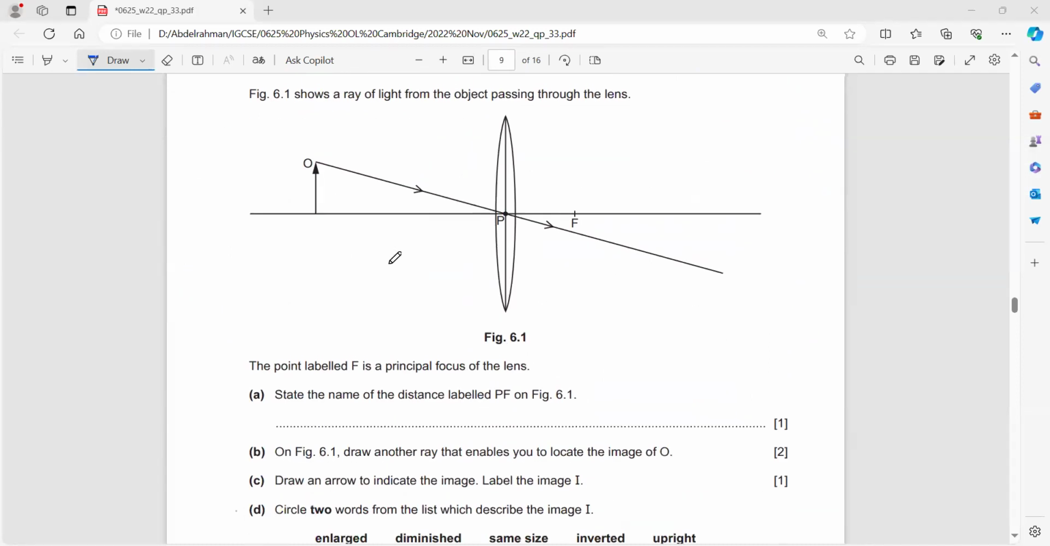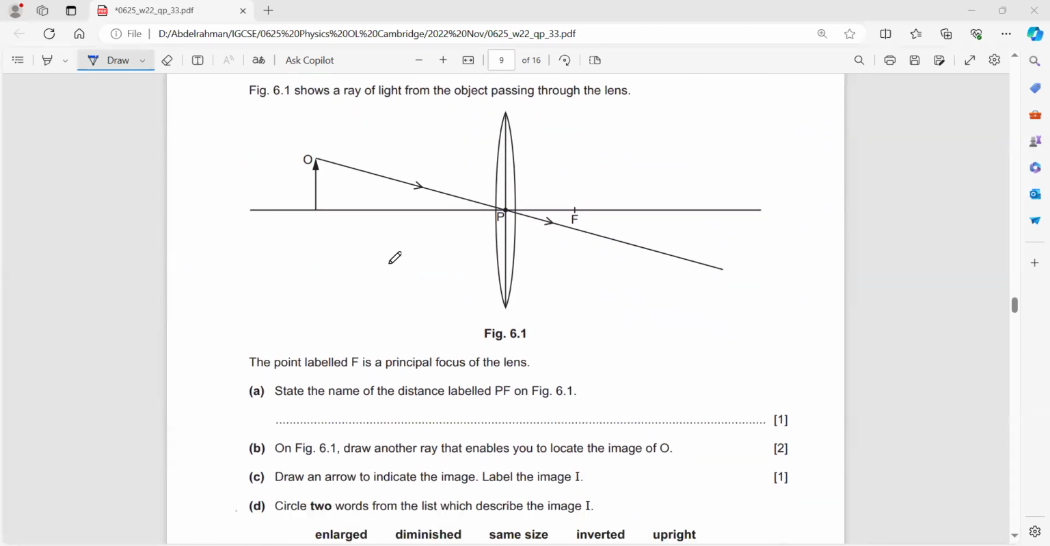The point labeled F is a principal focus. State the distance PF. What's the distance PF? Focal length. Draw another ray that enables you to locate the image O. What's another ray that I could draw in this question?